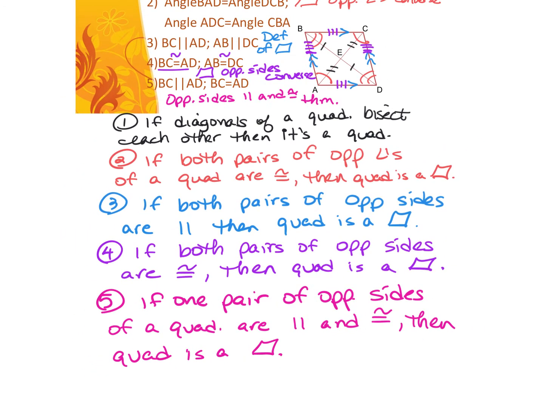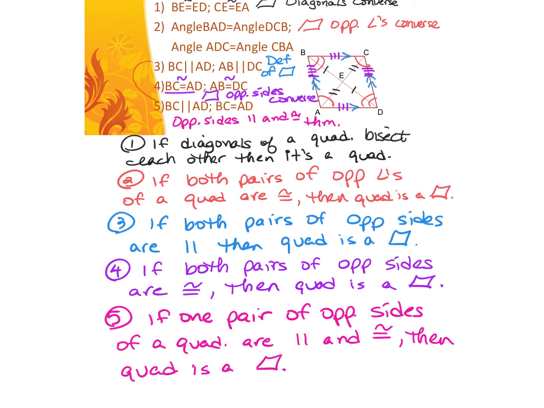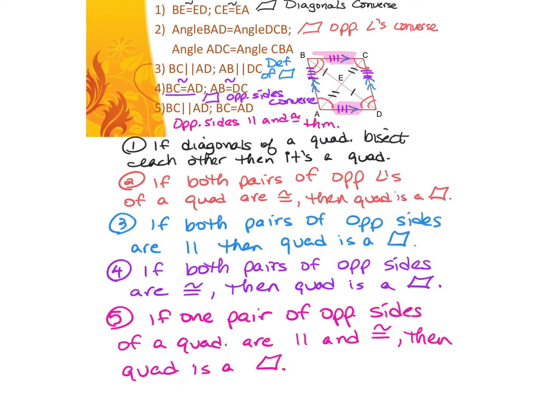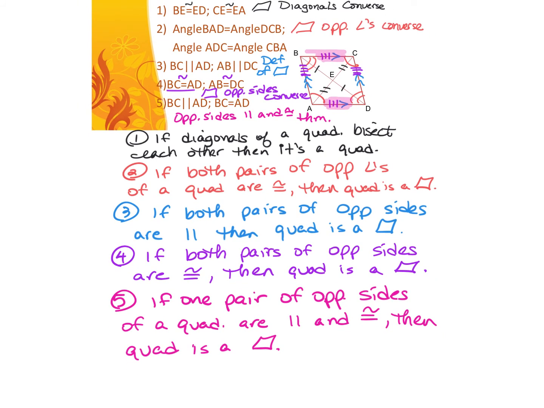And I already had congruency marks and a parallel mark on it. So here, if I just highlight, it was given to me that BC is both parallel and congruent to AD. That would be enough to prove that that's a parallelogram. So these are the 5 ways that you would prove that a quadrilateral is a parallelogram. They're not going to necessarily give you all of this all at once. You're just going to take it one step at a time.